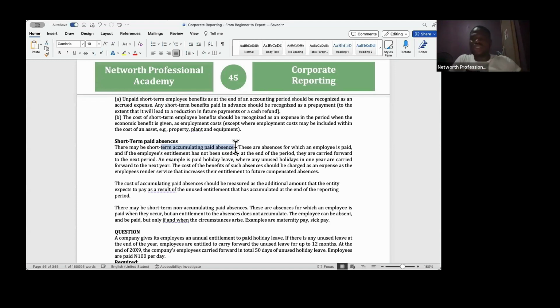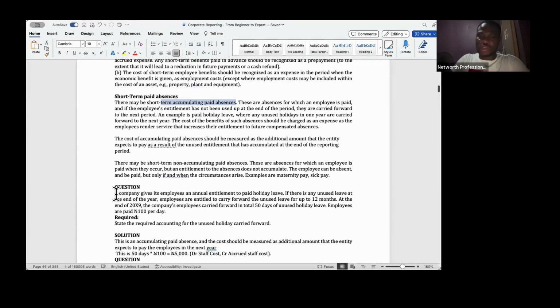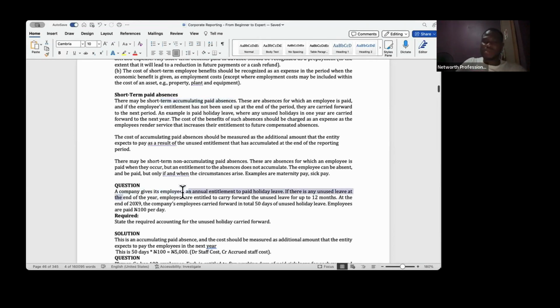Accumulating, even if they don't take that leave and we are not paying them this year, we still need to recognize that equivalent amount as staff costs in our books, and the other leg will be a liability. That's a very straightforward one, just like this question. If you look at this question, they said a company gives its employees an annual entitlement to paid holiday leave. It now said that if there is any unused leave at the end of the year, employees are entitled to carry it forward for up to 12 months.